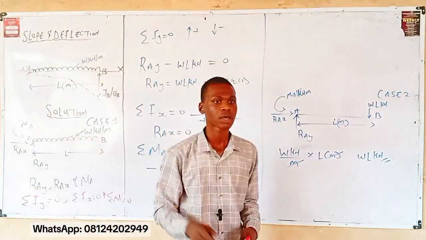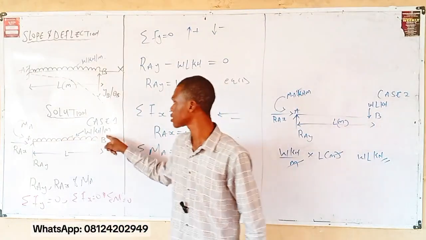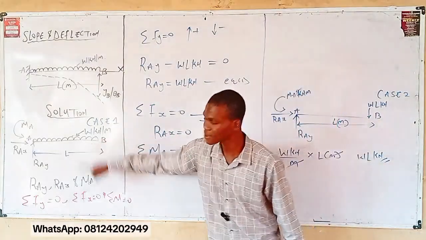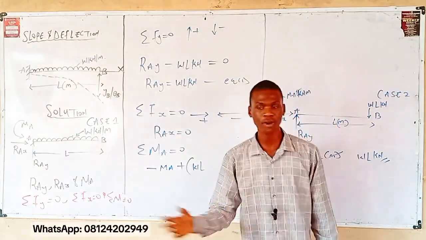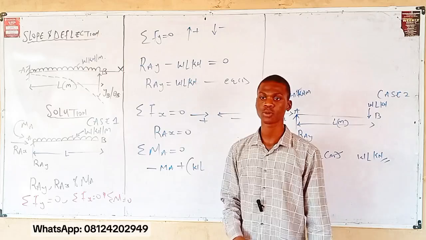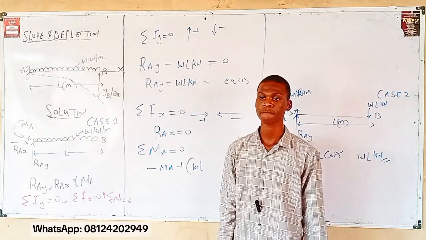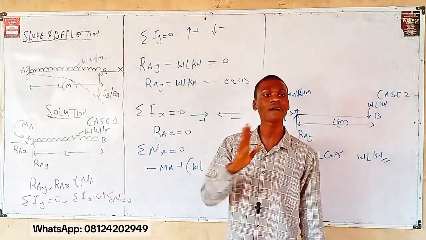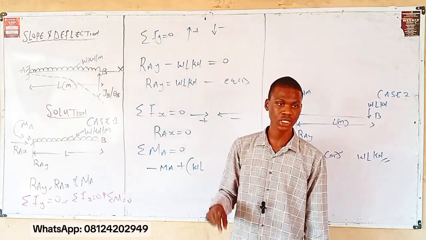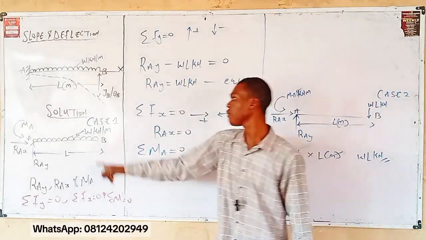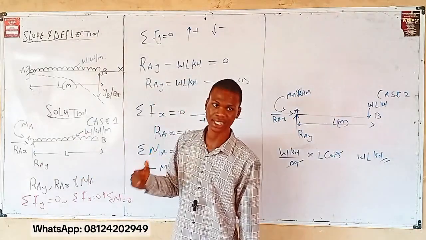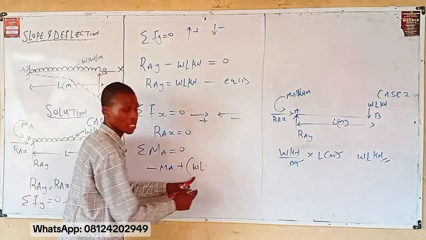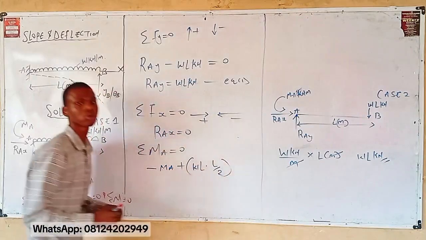Now, moment is what? Force times distance. This UDL, this is the force. Now, the distance I'm seeing here is what? L or L over 2? L over 2. Why is it L over 2? Because the rule of UDL is half of the total distance. Exactly. If you have a UDL, the distance of that UDL is half of the total length. So if the total length is L here, the actual distance is half of this L. Meaning this is your force WL times the distance, which is L over 2.